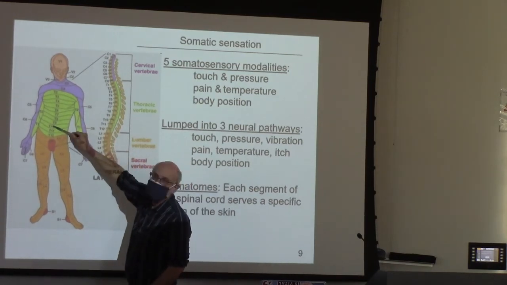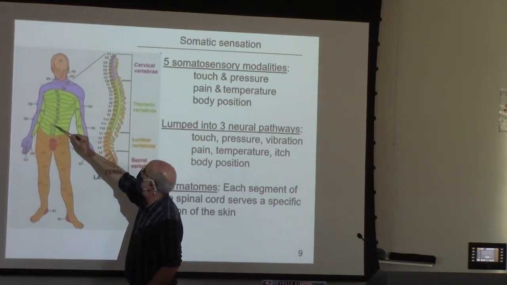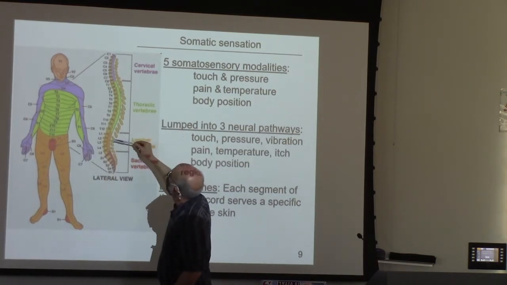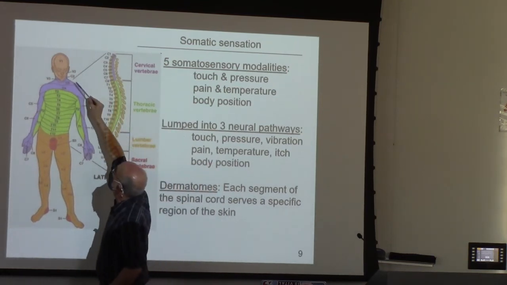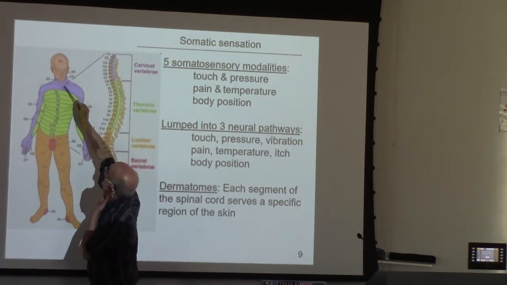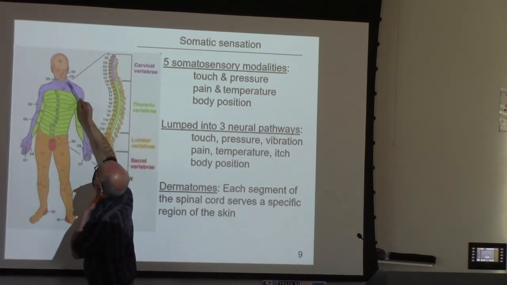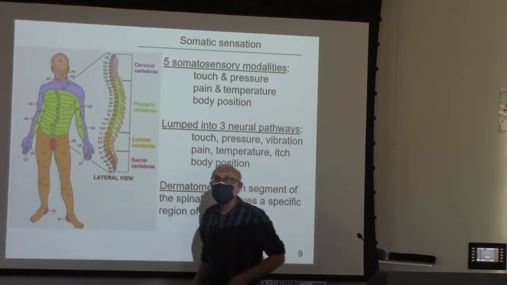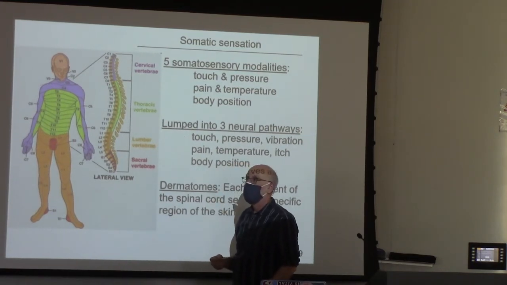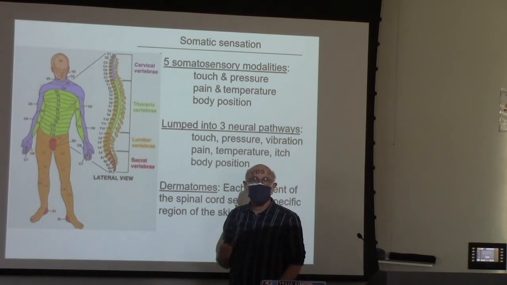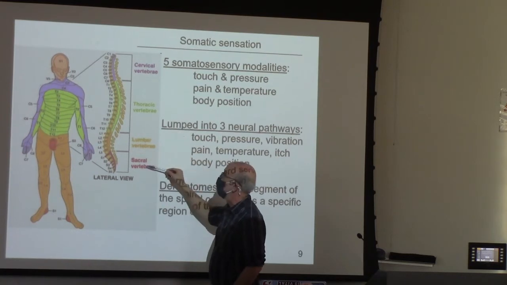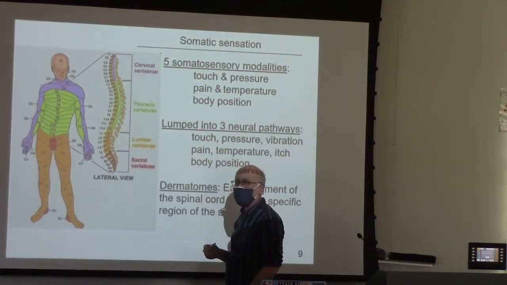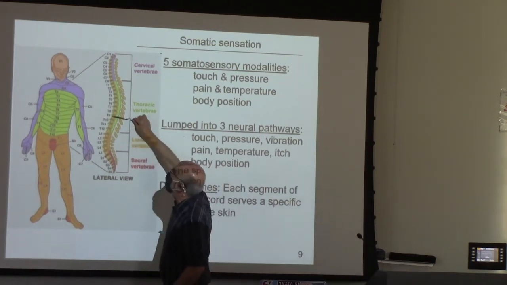Information from your belly button enters your spinal cord at the T10 level, right here. Information from your neck, right here, C2, enters your spinal cord at the cervical level 2. Remember, I'm not going to ask you to remember that detailed information. I do want you to know these in order: cervical, thoracic, lumbar, sacral. That's something I asked you to learn before, and I'm going to ask you to keep that knowledge. I'm not going to ask you to know how many are in each.